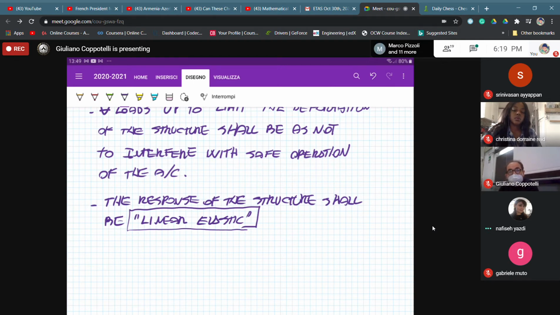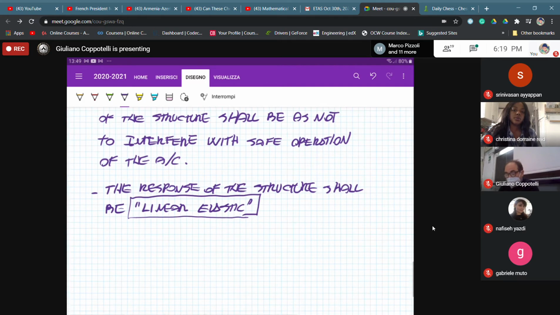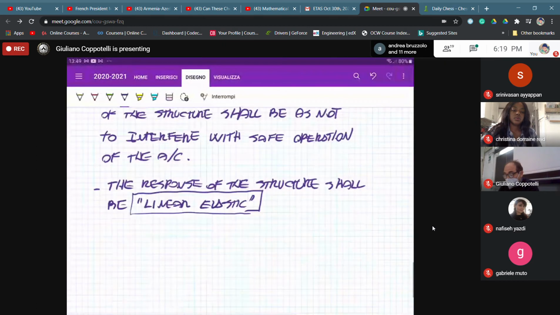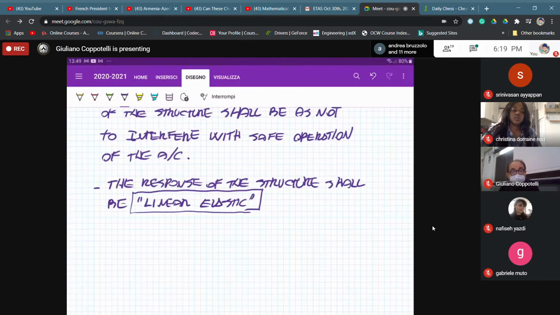Once again, we would like to have, once all the previous items are done, that the response of the structure is representative of the linear behavior. The question is, how can you check that from the experimental point of view?